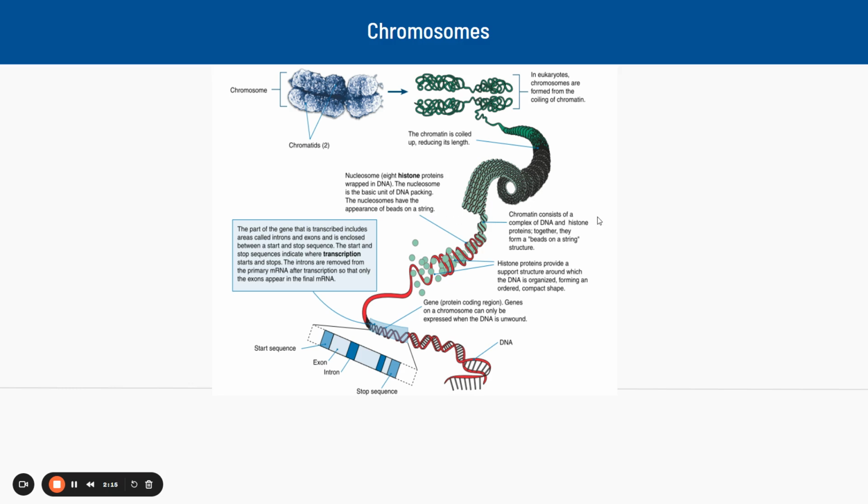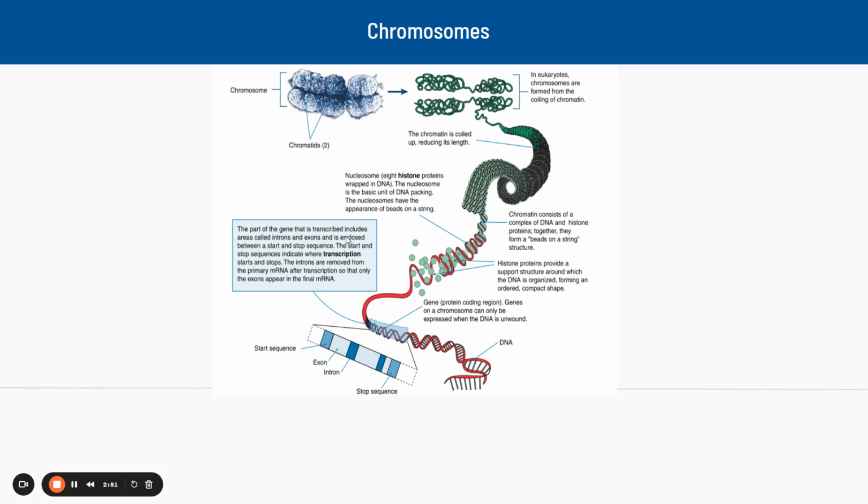Your chromatin consists of, again, the complex of DNA and the histone proteins, forming what we call a beads on a string structure. This structure here kind of looks like the Nerds Rope candy. Your histone proteins provide a support structure around which the DNA is organized, forming an ordered, compact shape. The nucleosomes include those 8 histone proteins wrapped in DNA, and the nucleosome is the basic unit of DNA packaging. The nucleosomes have the appearance, again, of beads on a string.